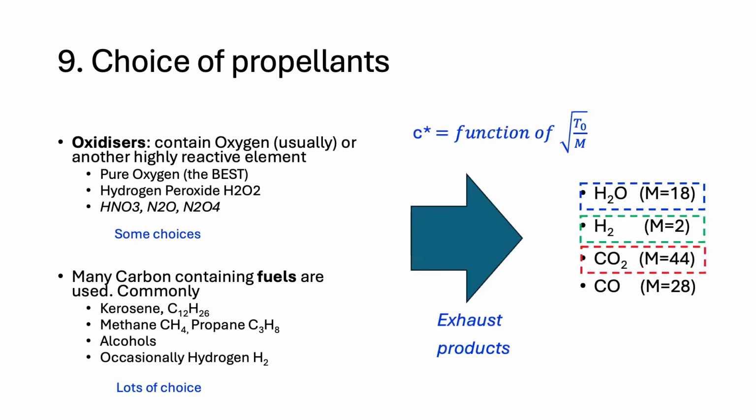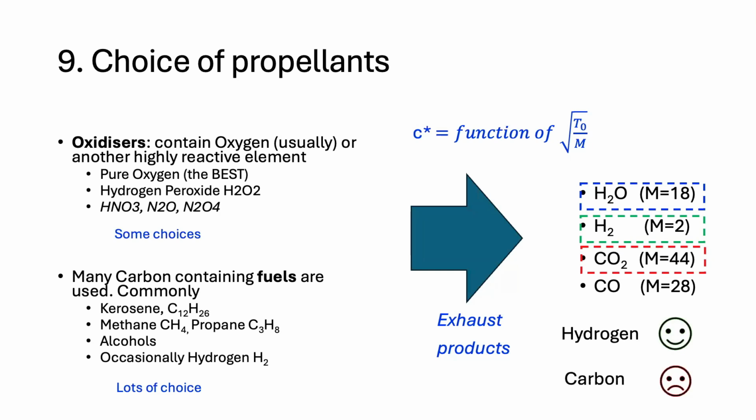And if you look at some typical exhaust products from a rocket combustion chamber, you might see water. Hydrogen may come out the back, it's not all fully burnt. CO2 and CO are quite common. And what you can see from this is that things with hydrogen are generally pretty good. They have a low molecular mass. And in fact, pushing some hydrogen out the back of the chamber unburnt is a good way to increase your C star and reduce your flame temperature.